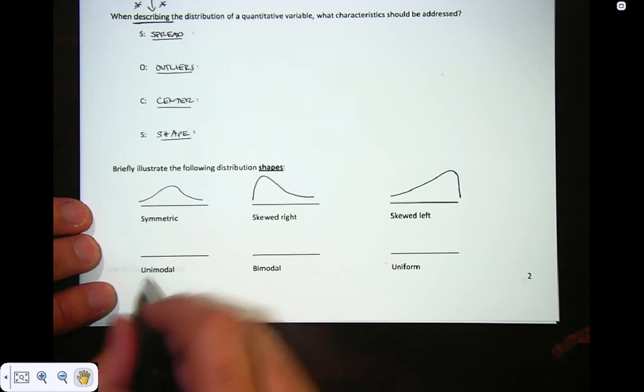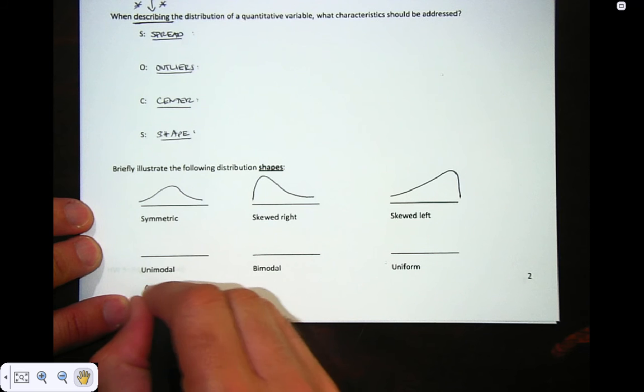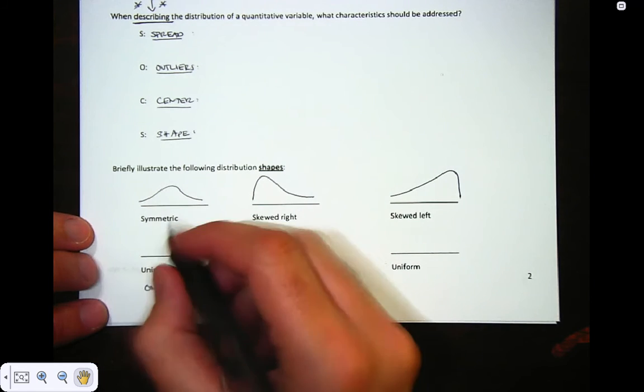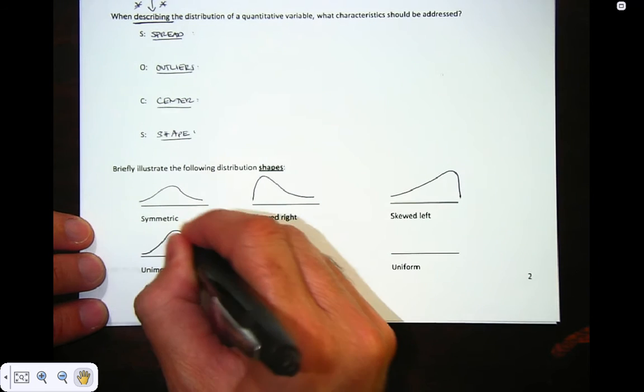Unimodal means one peak. You guys can hear my daughter's parakeet in the background. Sorry about that. So one peak.